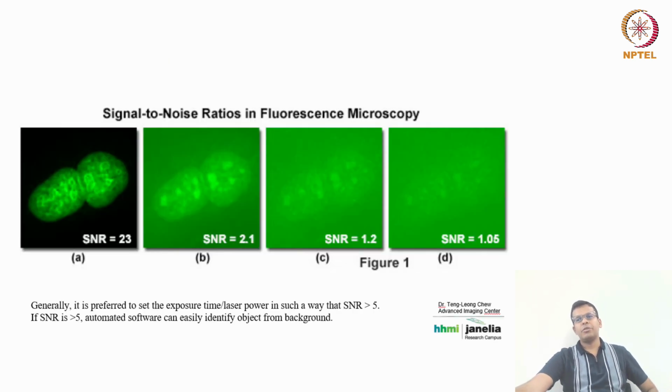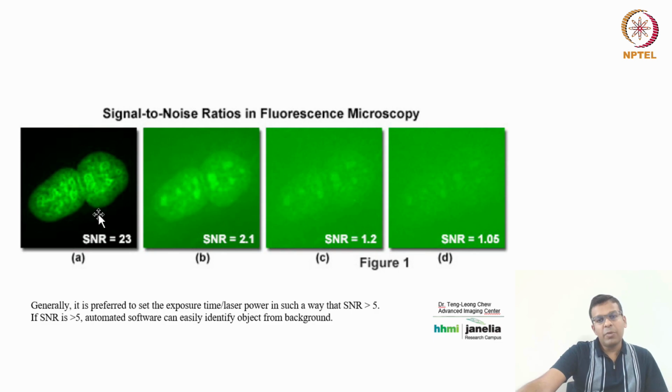Now coming to another terminology, which is known as signal to noise ratio in fluorescence microscopy. So what is the signal to noise ratio? See, the same object you are seeing with different background intensity. Let's say this image where the signal to noise ratio is 1.05 was captured with 20% light intensity. This was captured with 30% light intensity, this with, let's say, 40% light intensity, and this with, let's say, 80 or 90% light intensity. So you just increase the fluorescent light and then you will see better signal to noise.